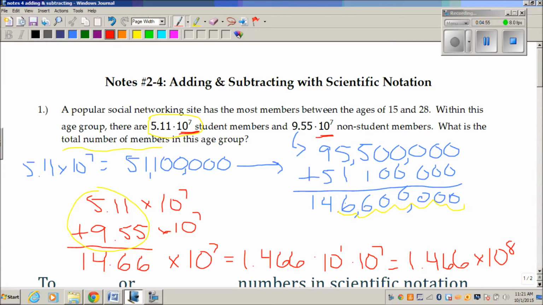Let's see if that matches the number we got in standard form. If I wrote our original number that we got before into scientific notation, the decimal would go after the 1, and let's count the place values. 1, 2, 3, 4, 5, 6, 7, 8. It would be exactly that. So it's 1.466 times 10 to the 8th. So I find it much easier to add these very large numbers without having to write all those zeros in them.